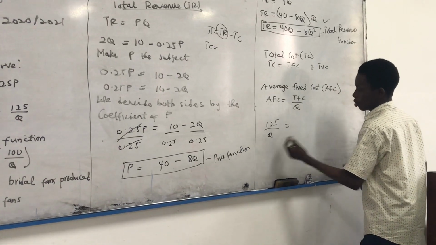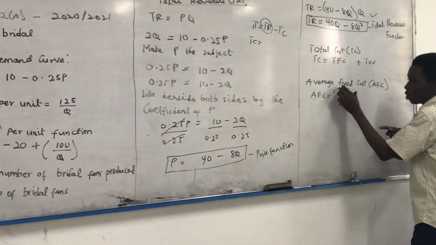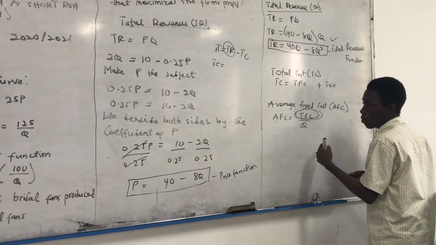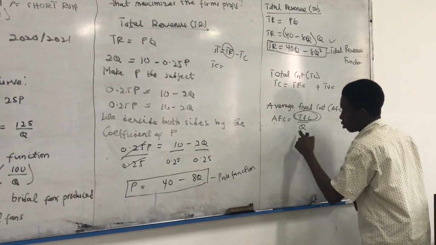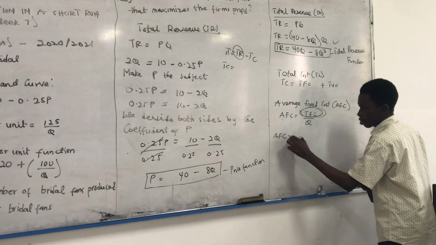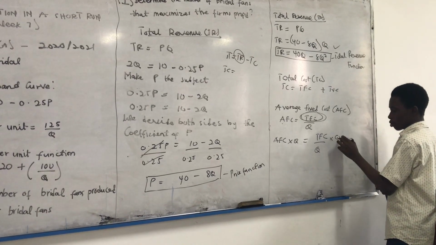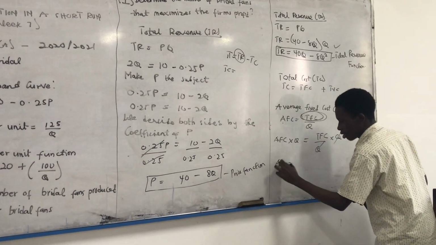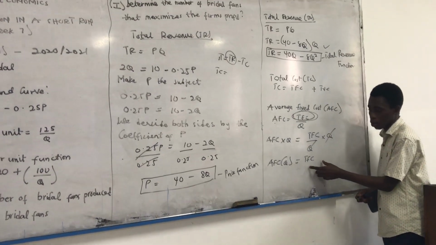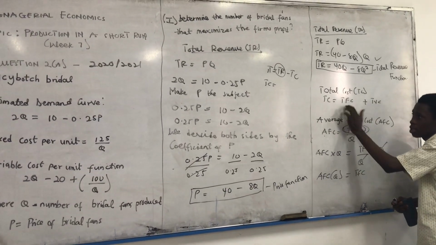Okay, let's first make it a function. We are given average fixed cost, but we only want the total fixed cost. So we need to make TFC the subject before we are able to find the total fixed cost. So we multiply through by Q. AFC times Q is equal to TFC over Q times Q. So Q cancels here. This gives us AFC Q is equal to total fixed cost. So this is now our total fixed cost formula, which we are going to use in order to get the actual total fixed cost.